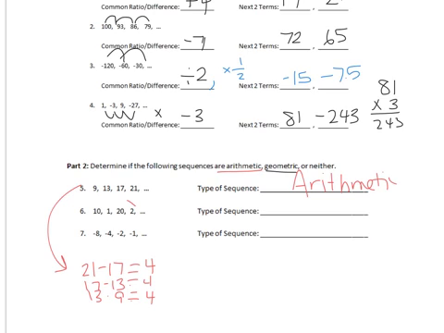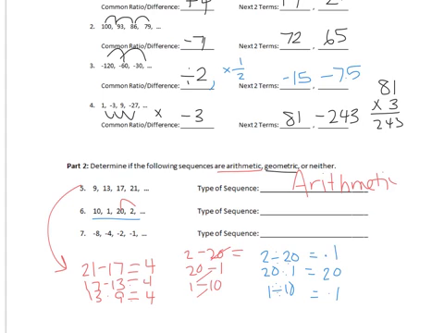Then the next one, I check if it's arithmetic. So I do 2 minus 20, 20 minus 1, 1 minus 10. These numbers are not all the same, so it's not arithmetic. Now I'm going to do geometric. So I do 2 divided by 20, 20 divided by 1, 1 divided by 10. So this is 0.1, this is 20, and this is 0.1. These are not all the same, so it's not geometric. So the answer is neither.